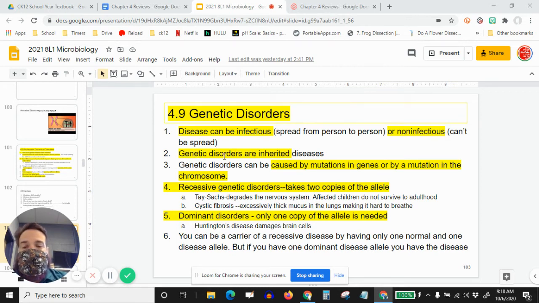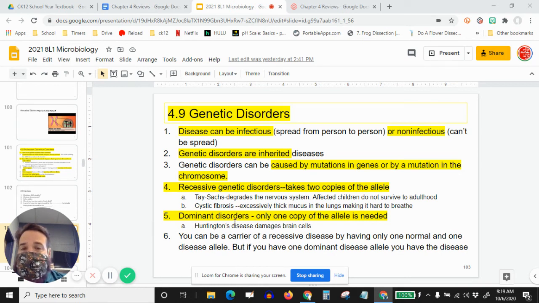Right? Genetic disorders are inherited. They're passed down through the genetics. They can be caused by a mutation in the genes or a mutation in the chromosome. Recessive genetic disorders, you have to have two copies of them. Tay-Sachs affects the nervous system. Cystic fibrosis affects the mucus in your lungs, makes it extremely thick, which is going to make it hard for those people to breathe.